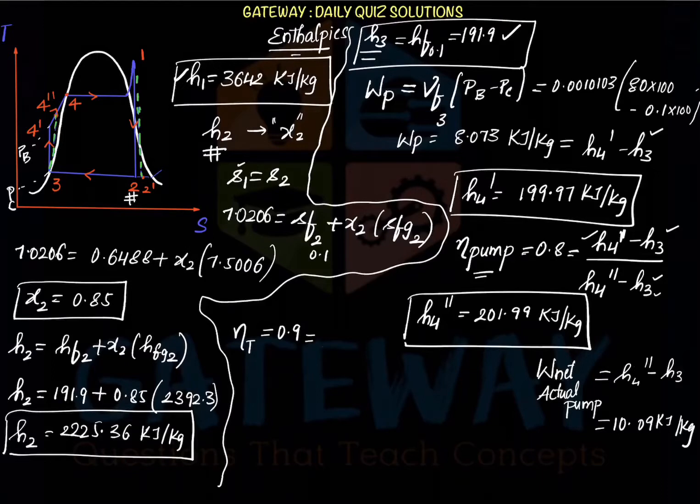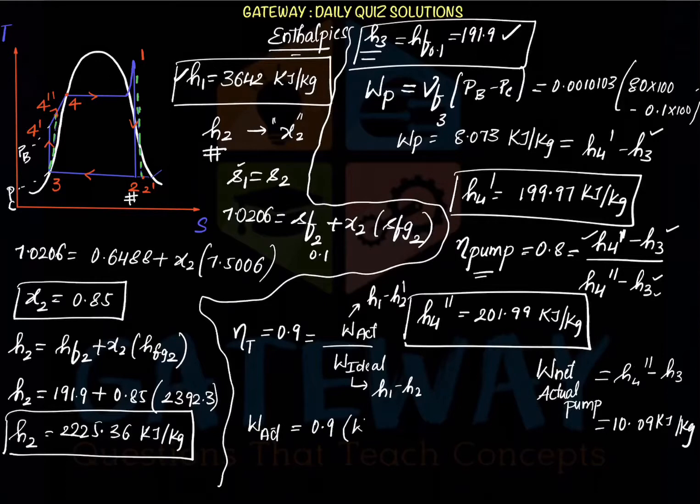So it should be in the denominator, and that is nothing but the W ideal, and the numerator will have the W actual. And 0.9 was given. We know the W actual from the given diagram, it is H1 minus H2 dash. The W ideal is H1 minus H2. So to calculate the actual work done, we will take W actual equal to 0.9 times the W ideal.